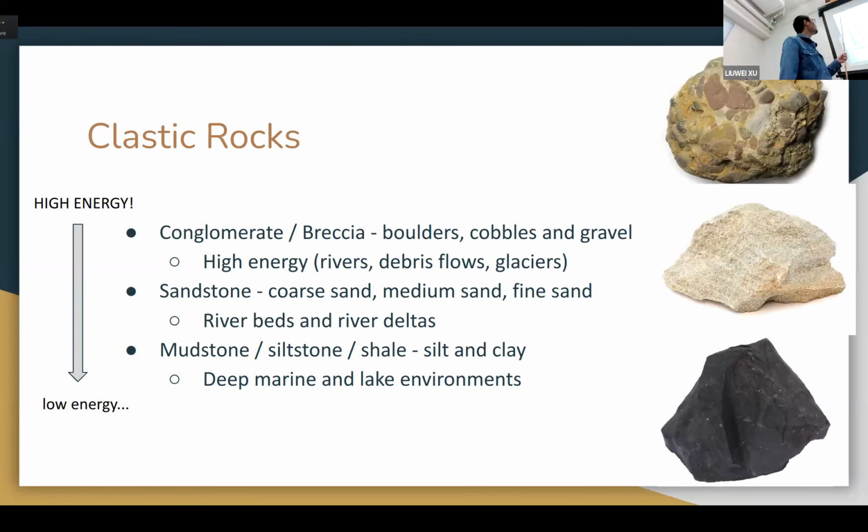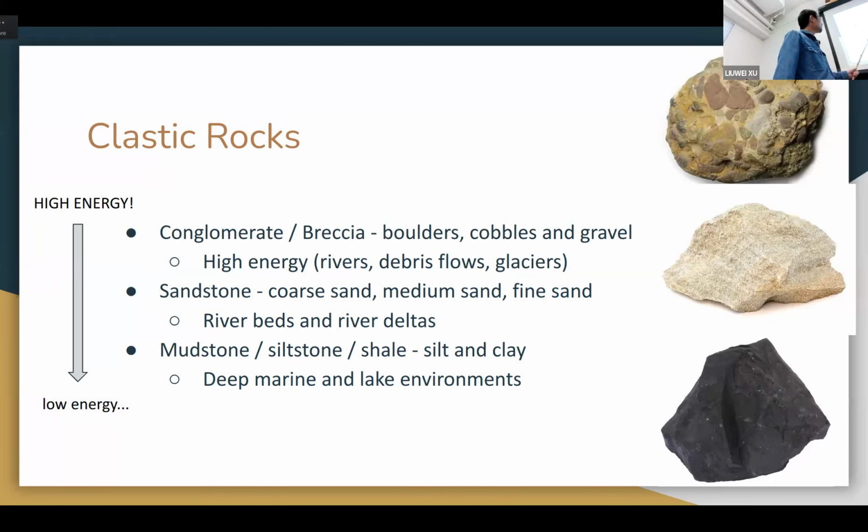The grain size in clastic rock can also reflect the environment energy, like how high or how low the energy is in the environment. Because different grain sizes need different energy to carry them. If the grain size is very large, then it needs a high energy environment to carry that. You need things like the rivers, the glaciers to carry the grain and form this kind of sedimentary rock.